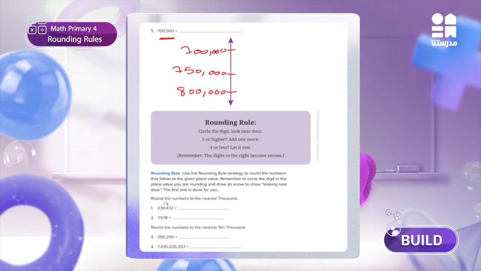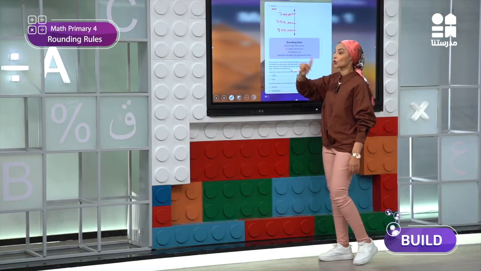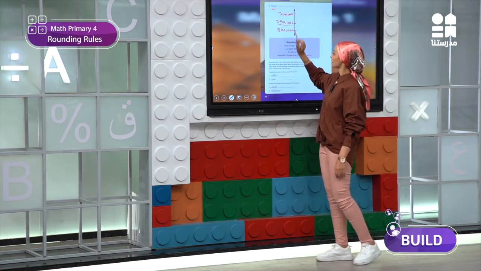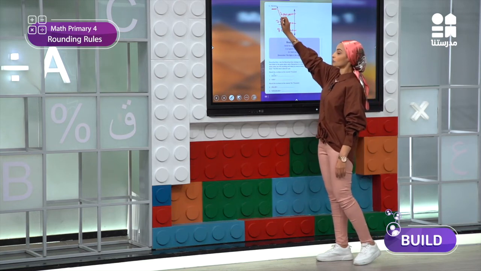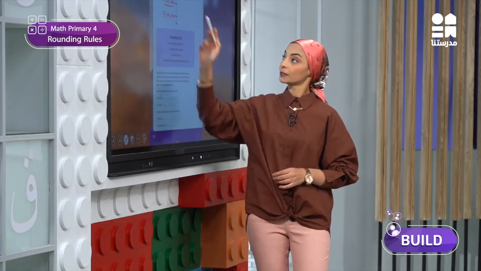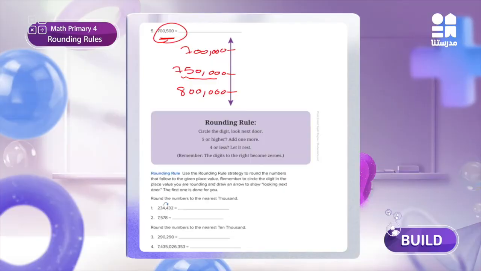Okay, is this number 750,000? No, it is not the midpoint, so don't get confused and say right away it's closer to 800,000. Wrong answer. So the midpoint is 750,000. Okay, how can I round 700,500?